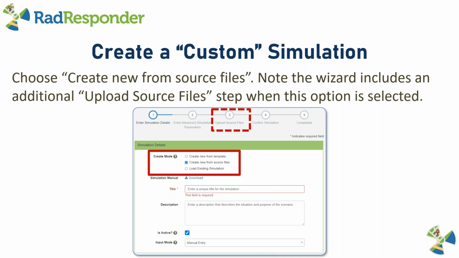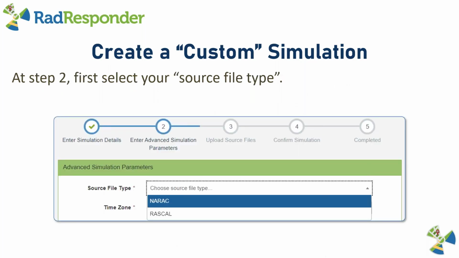To get started, again, in our step 1, we choose create new from source files instead of our create new from template here. When I select that option, you're going to see there's another step that pops into the wizard that displays at the top there. So we'll now have a step where we're going to upload our actual source file. So we go to step 2.